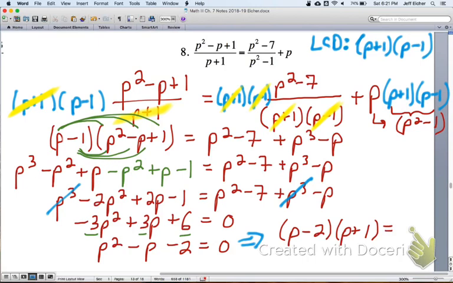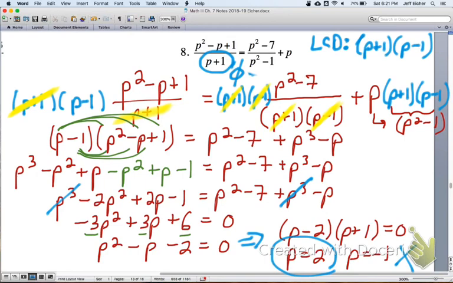So our two possible answers, p equals 2 and p equals negative 1, are either of them extraneous? When I plug 2 into here and here at the top, that's fine, so 2 works. When I plug in negative 1 right here, that would be undefined. So negative 1 is an extraneous solution. So we just get one answer, p equals 2.